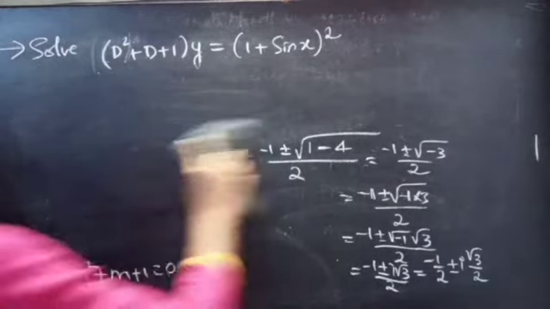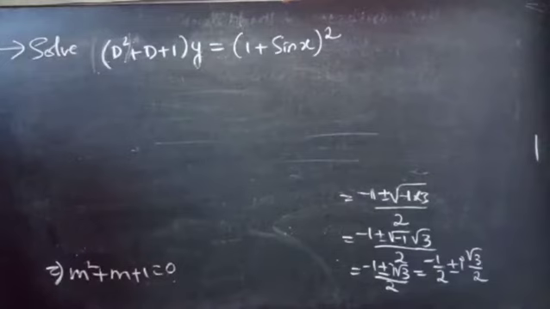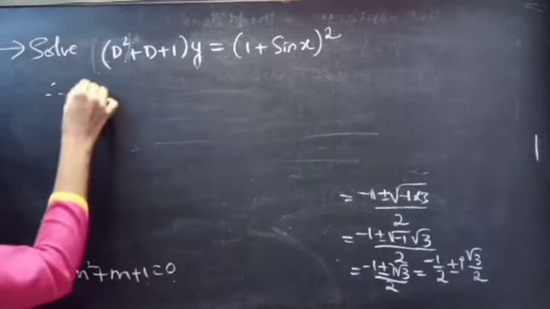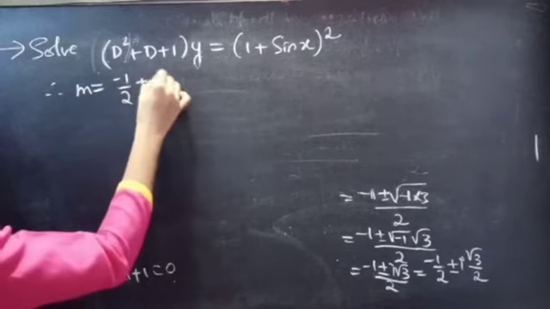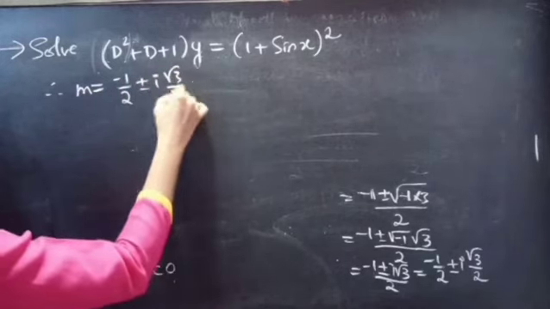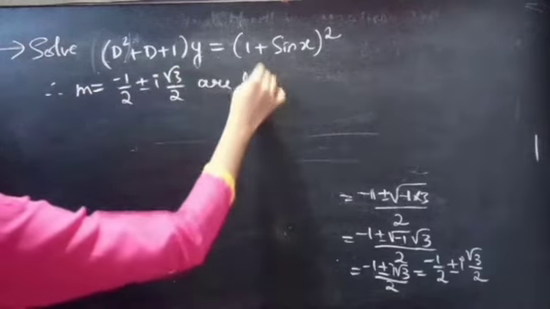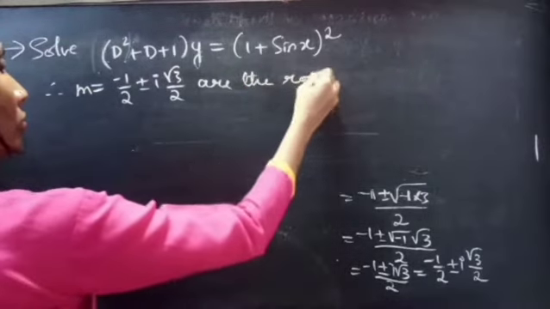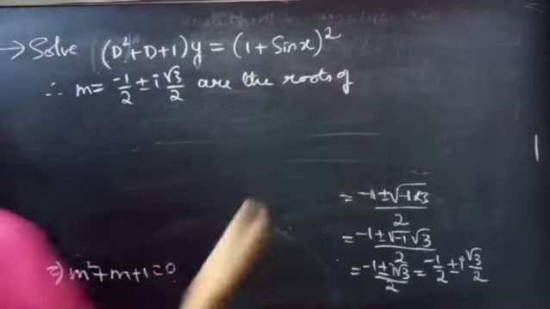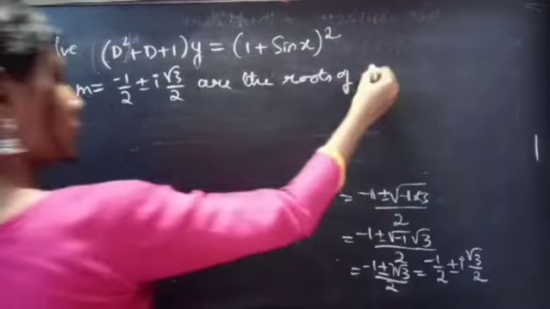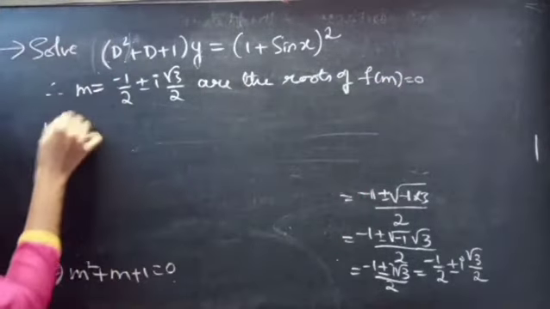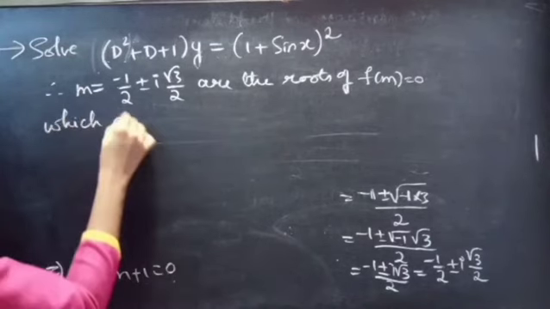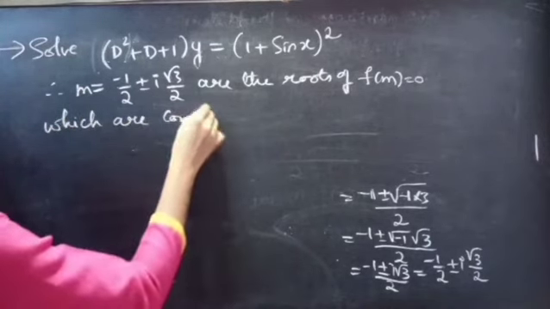Therefore, m = −1/2 ± i√3/2 are the roots of our auxiliary equation, which are complex conjugate.